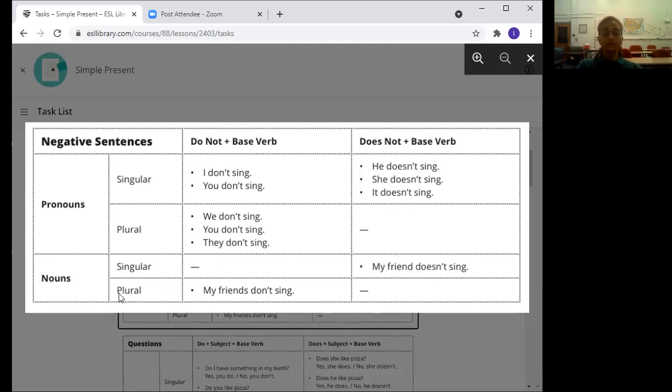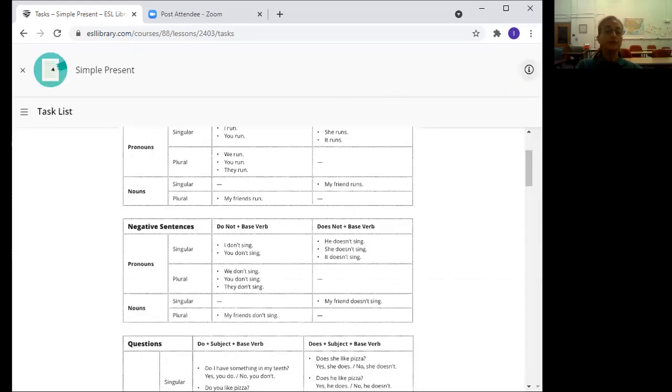If you have a noun, it will be the same rule. My friends, friends is plural, a plural subject, so you will use don't. My friends don't sing. If you have one friend, my friend, a singular third person subject, my friend doesn't sing. Or you can say my dog doesn't sing, all right? It doesn't matter because it's going to be a third person singular. All right, so let's go to the exercises.